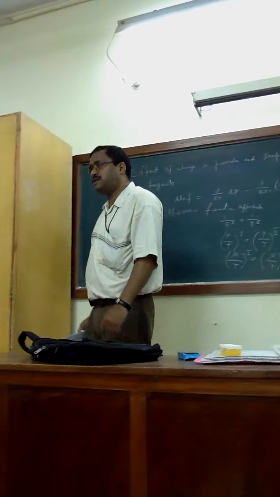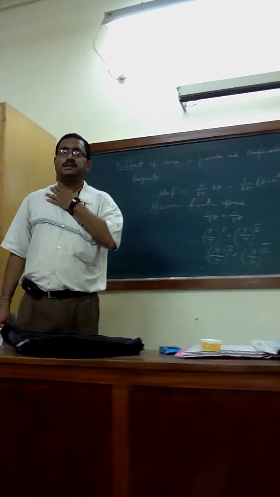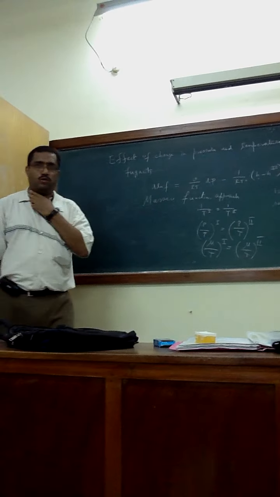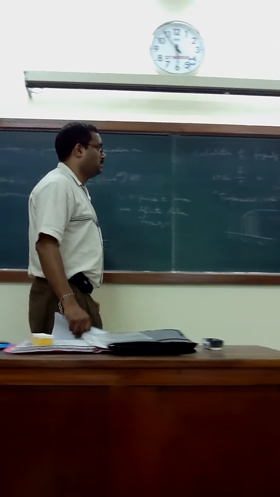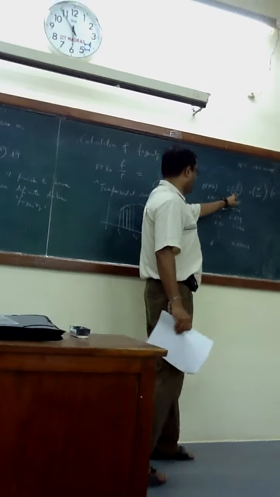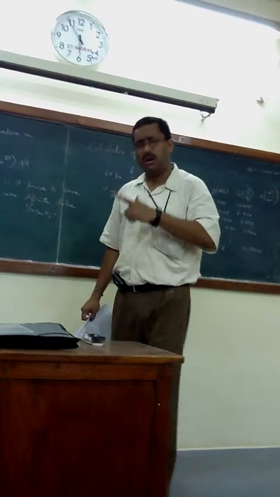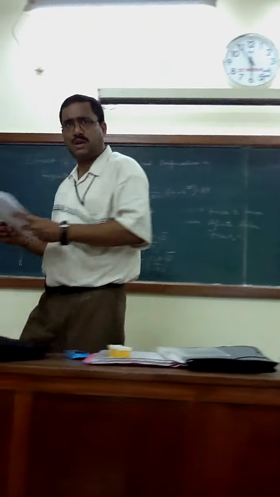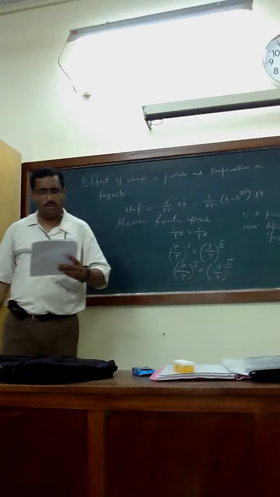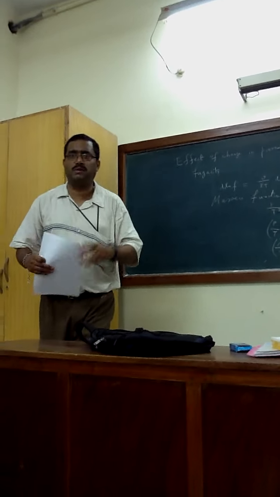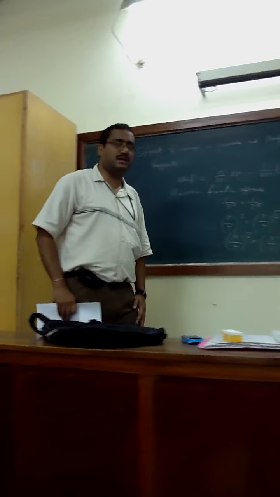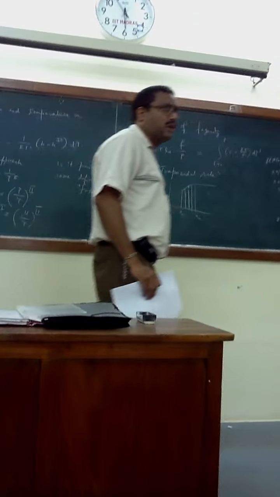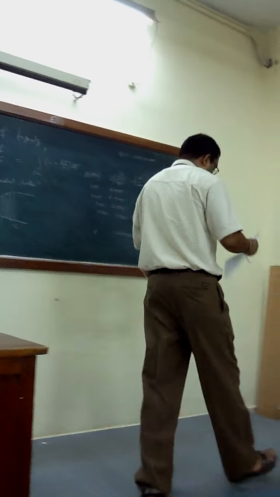Water molecular weight is how much? 18. 18 gram is equivalent to 1 mole. Okay. It is meter cube per kg. So 18 kg means 1 kilomole. Correct? 1 kilomole is 18 kg. 1 gram is 1 mole. 18 gram is 1 mole. 18 kg means 1 kilomole. So what is the first term?